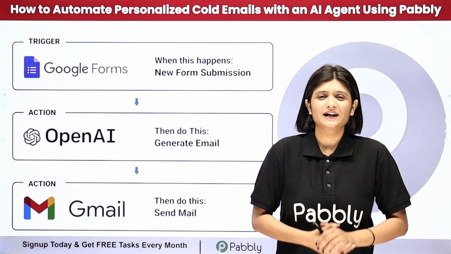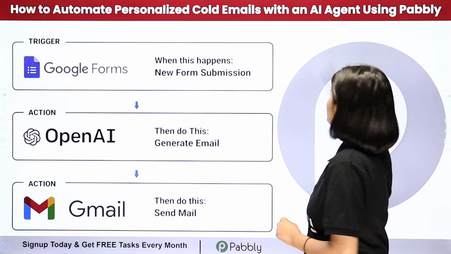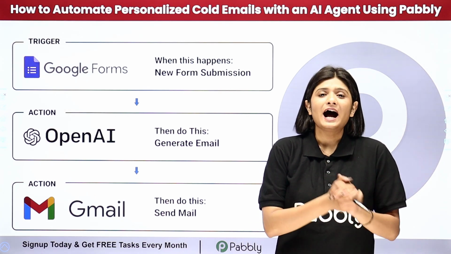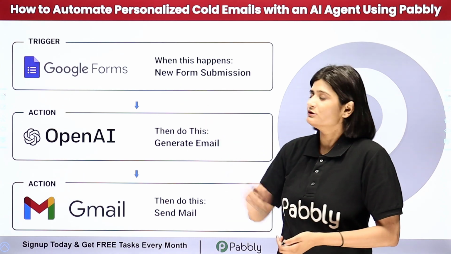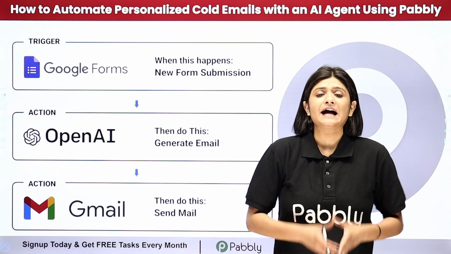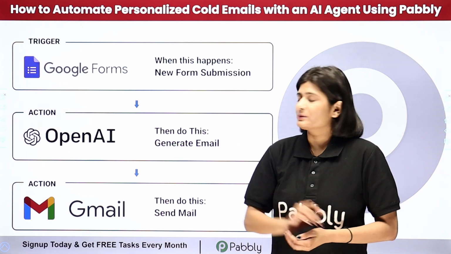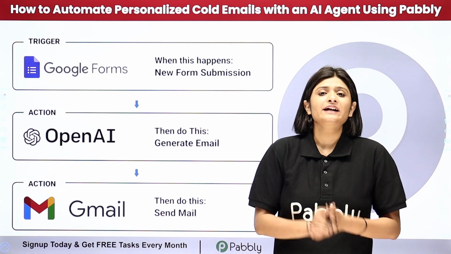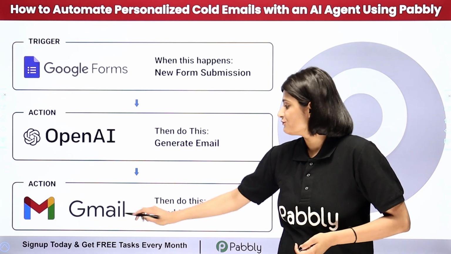In this video, we are going to learn how to automate personalized cold emails with an AI agent using Pabbly. So let's suppose I am a sales executive at a SaaS company and I am receiving all the lead queries with the help of Google Forms. Now I want that whenever I receive a new form submission, an email should be automatically generated with the help of OpenAI based on customer profile, and this will help me increase conversion rates. I am going to send the email with the help of Gmail.